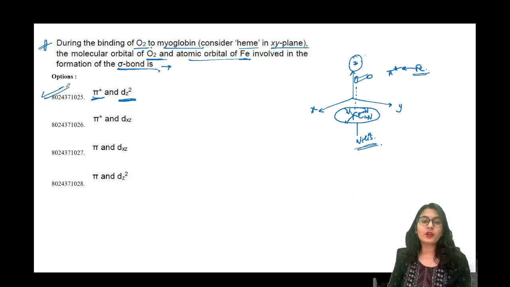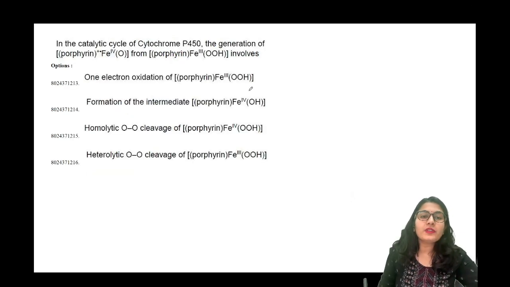Very simple. सुपर ऑक्साइड का कहाँ पे इलेक्ट्रॉन जा रहा है? O2 माइनस का. It's going into the pi star, which is empty. So moving on to the next question.